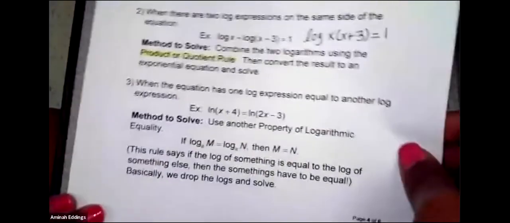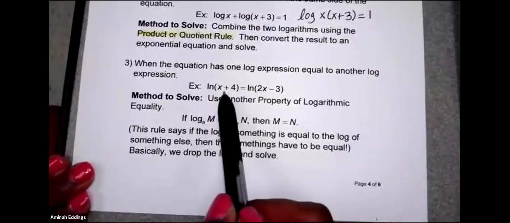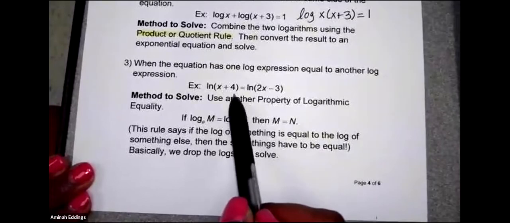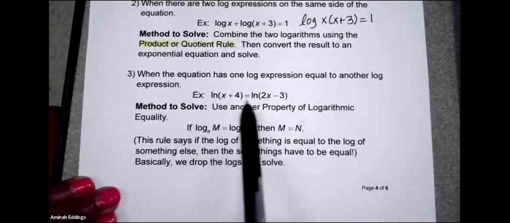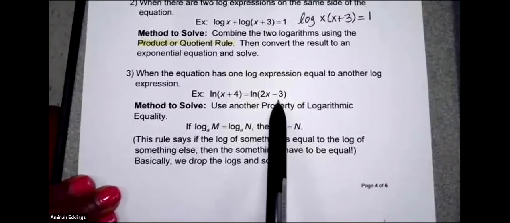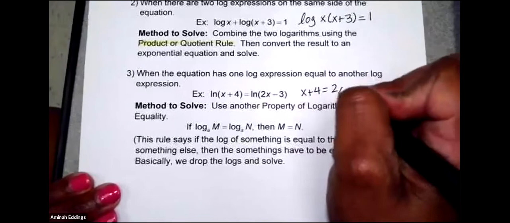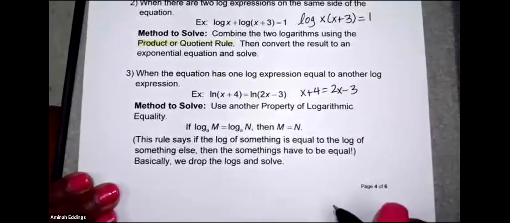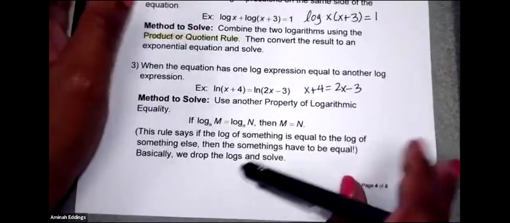And then the third type is when we have a log on each side. Here we can use our equality rule that says if we have logs and they're equal, then the expressions are equal. So this would simply mean x plus 4 equals 2x minus 3, and then I can solve it. So those are my three types. Okay. All right, let's look at examples.